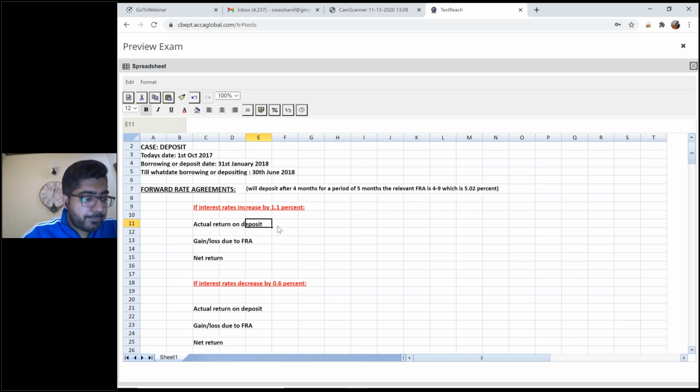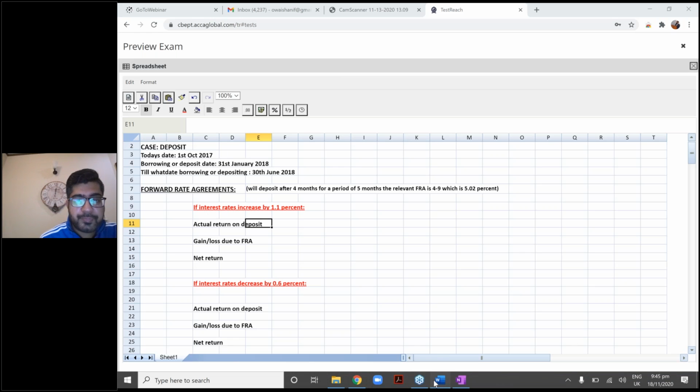Now let's start the working for FRA. If interest rates increase by 1.1%, let's make a calculation. Actual return on deposit. Now, how do we get actual return on deposit? Go to the formula sheet.